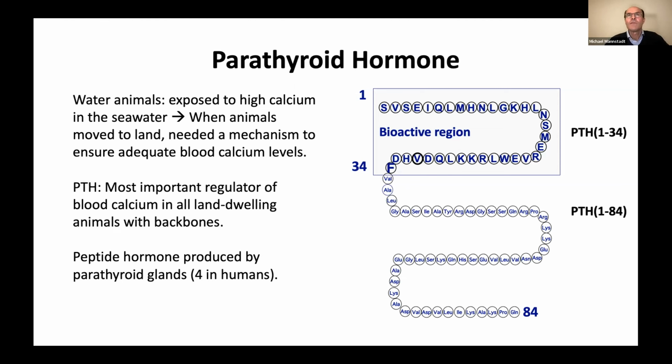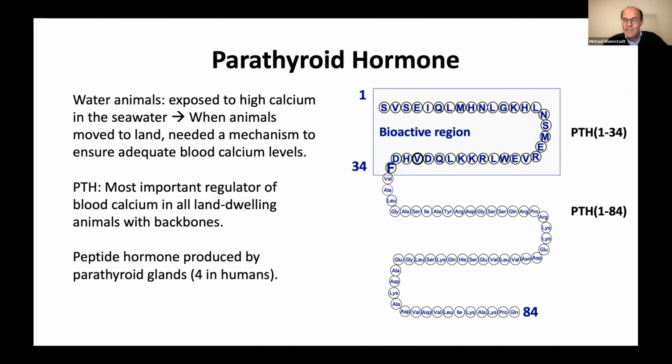But then when animals moved to land, amphibians, they needed to develop a mechanism to ensure adequate levels of calcium, despite the fact that they were no longer living in the ocean. And so that's where the parathyroid glands came in. PTH itself already exists in fish, but the glands actually were developed later. So this was hundreds of millions of years ago, right? And so you see that there's a strong evolutionary pressure to conserve and to have PTH. It's the important regulator of blood calcium in all land-dwelling animals, vertebrates, also called animals with backbones.